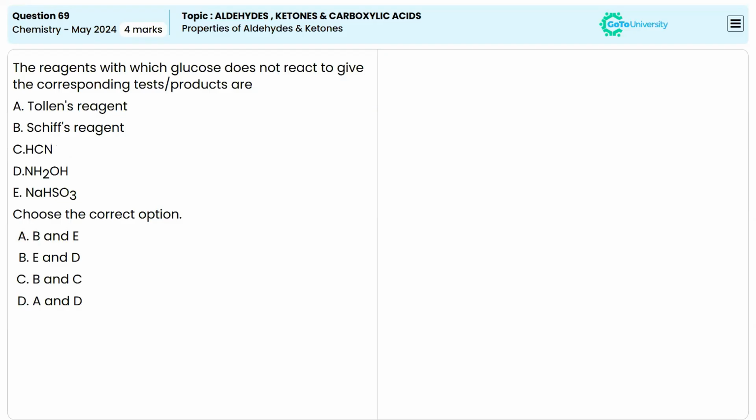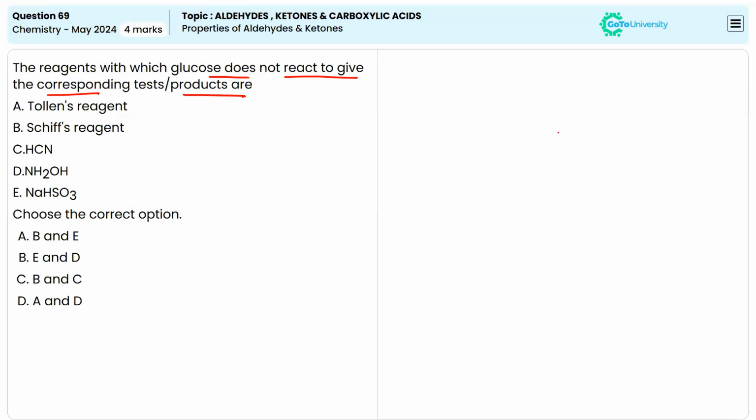Next question. We have some reagents here. We have to identify the reagents that do not react with glucose for the corresponding test. So the reagents with which glucose does not react to give the corresponding test or products, we have to find out. We have different reagents here: Tollens', Schiff's, HCN, NH2OH, NaHSO3. So first let us see what the different reagents given here are. First one is Tollens' reagent.